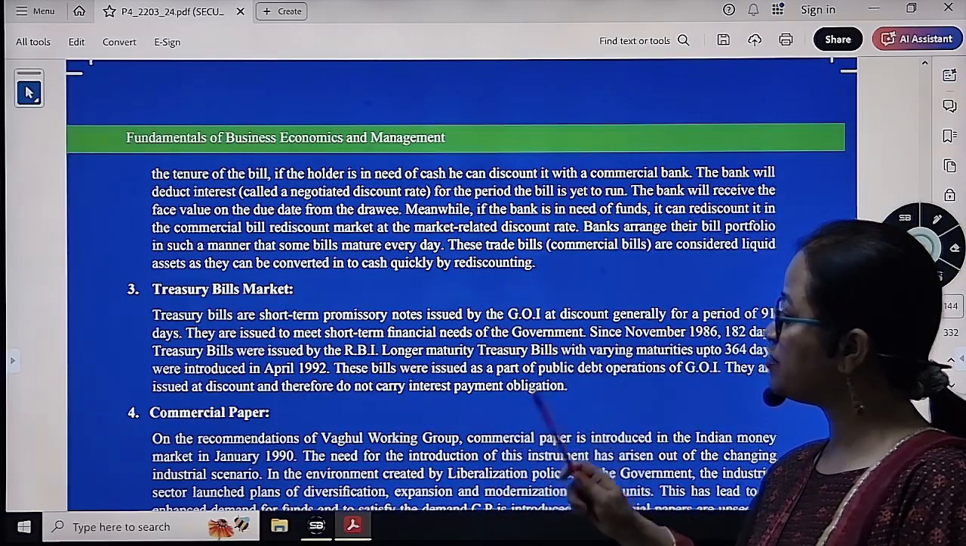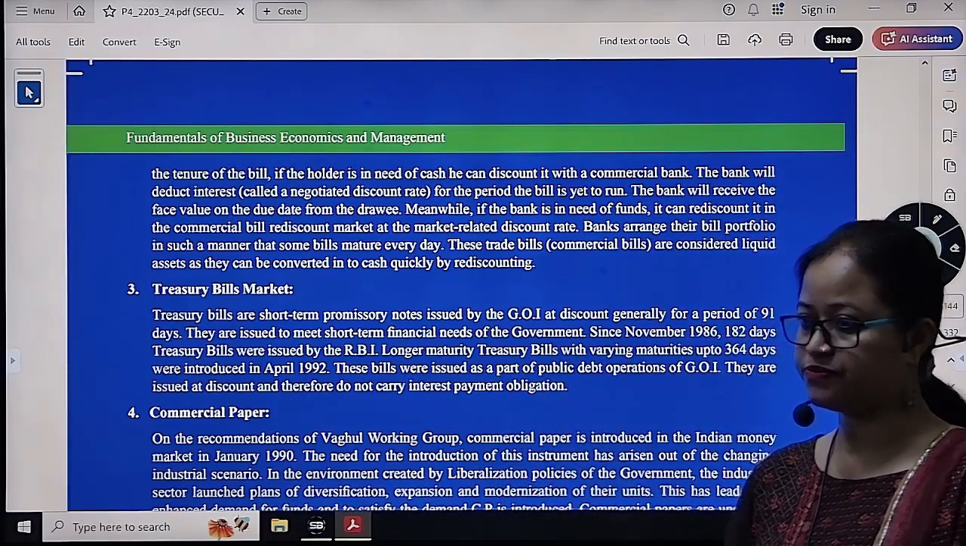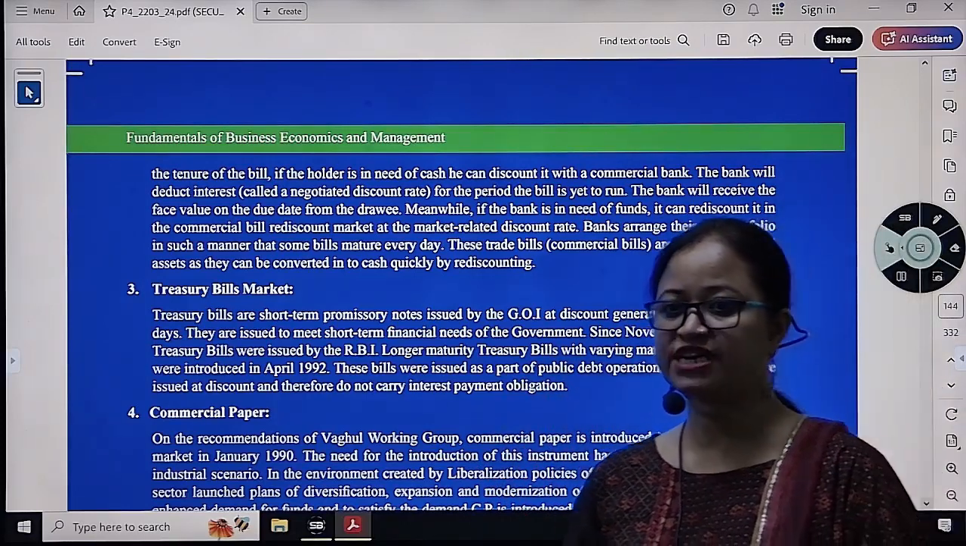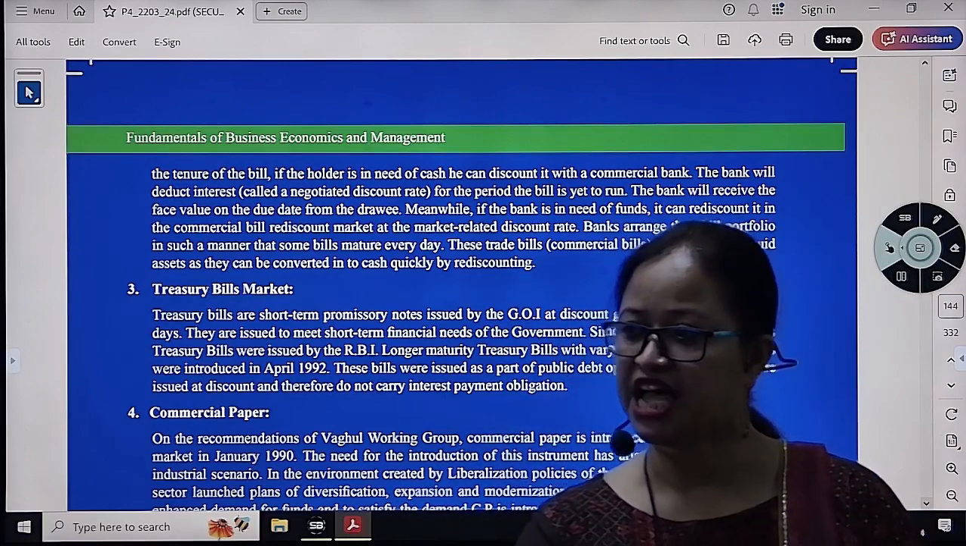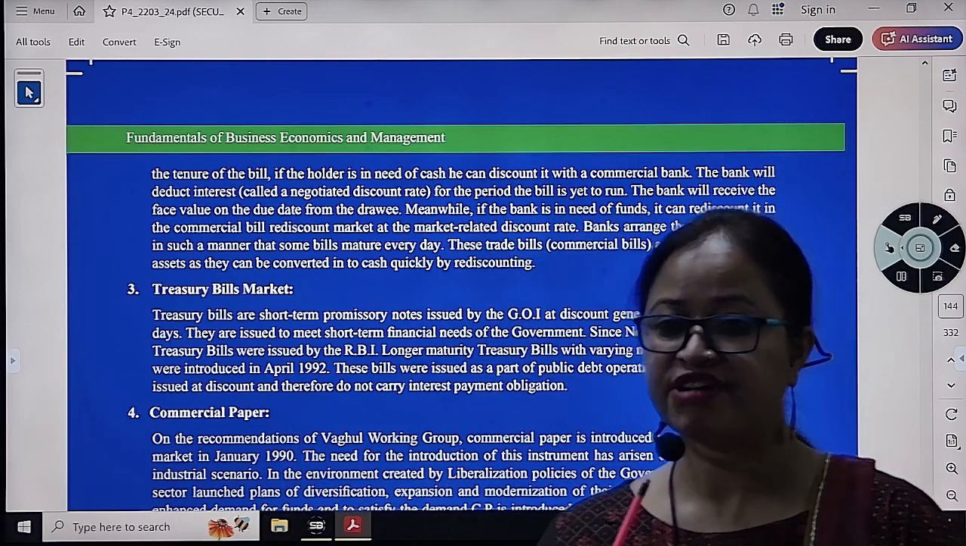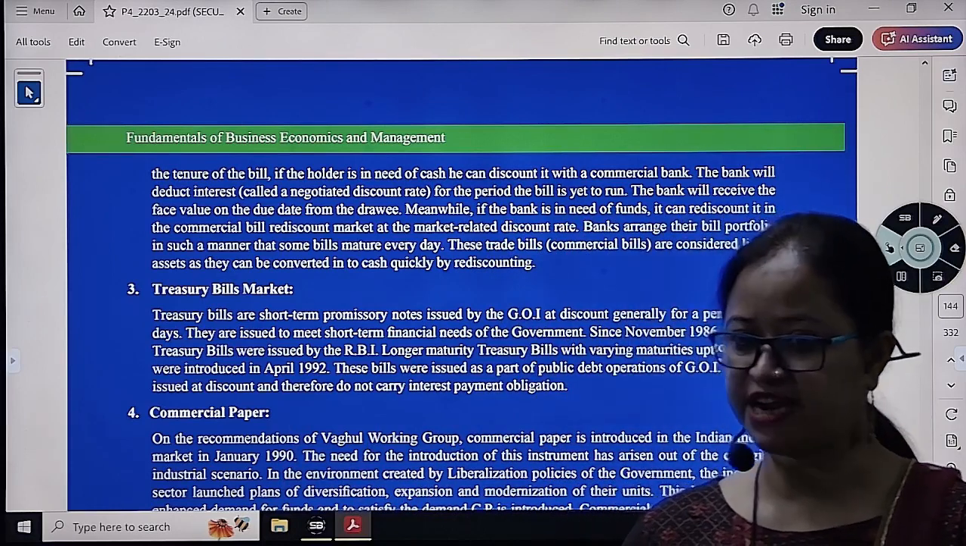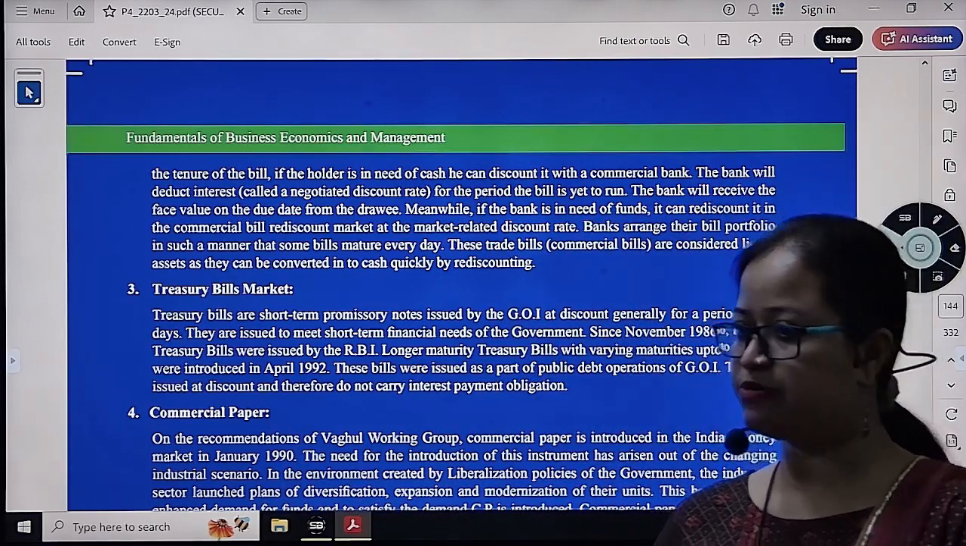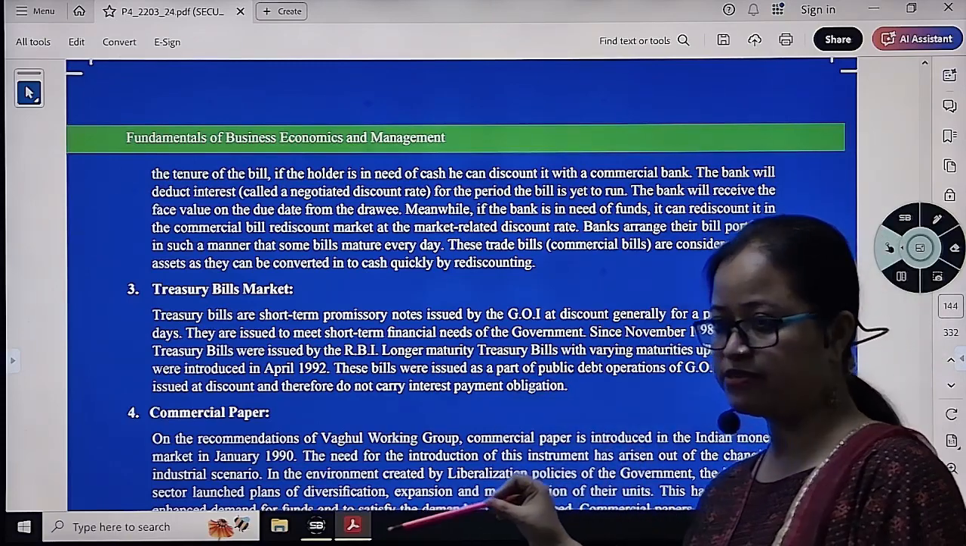So treasury bills are issued at discount. It is not issued at face value. It is issued at discount and on the maturity date, the investor will get the money in face value. It will be issued at a discounted rate.